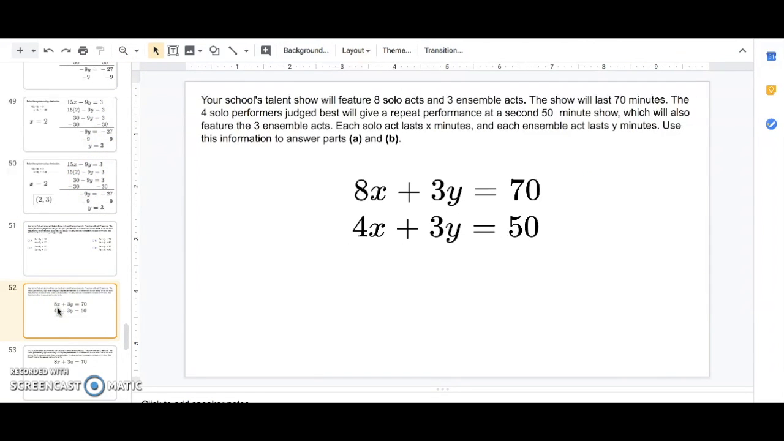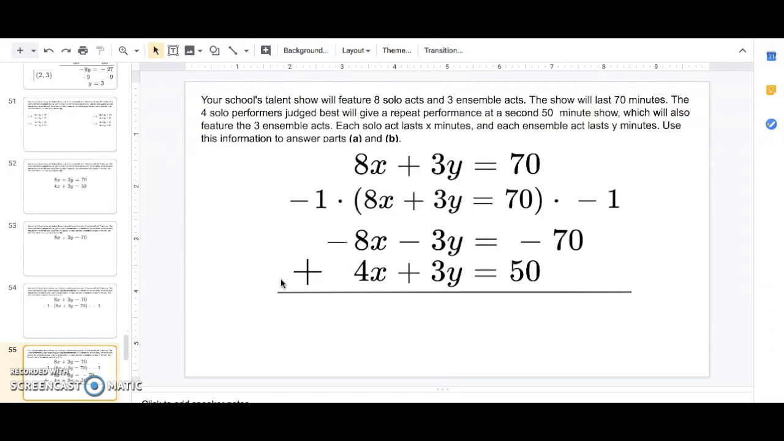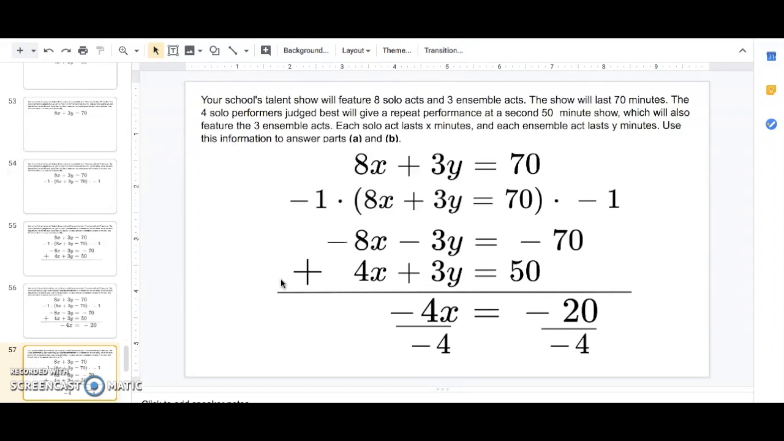Now that we have that, we've got to make one of the y's negative since both the numbers are the same. So I'll take the top equation and multiply everything by negative 1. Doing that, I'll get negative 8x minus 3y equals negative 70. Add that to the second equation, which is 4x plus 3y equals 50. I'll get negative 8x plus 4x is negative 4x. Negative 3y and 3y is 0. Negative 70 plus 50 is negative 20. Divide both sides by negative 4, and x equals 5. So now I need to find y.